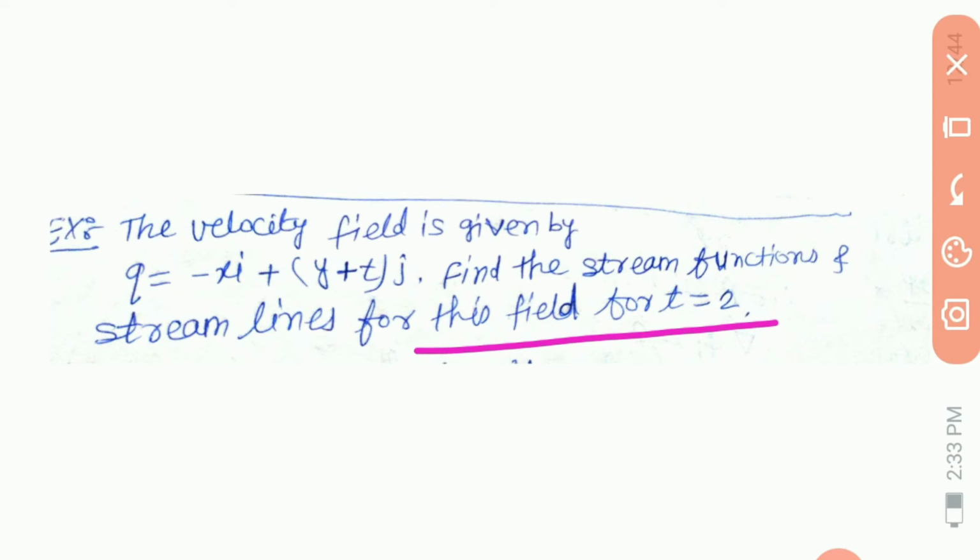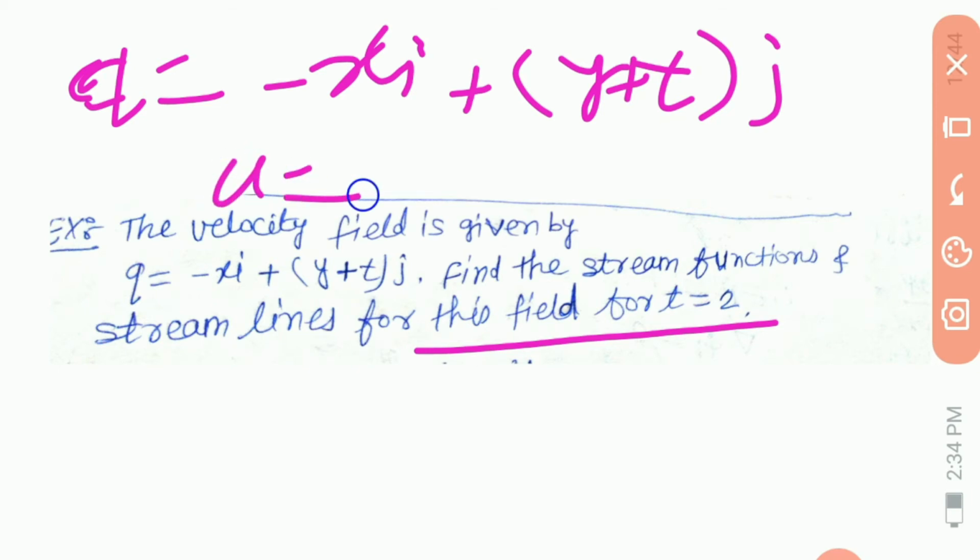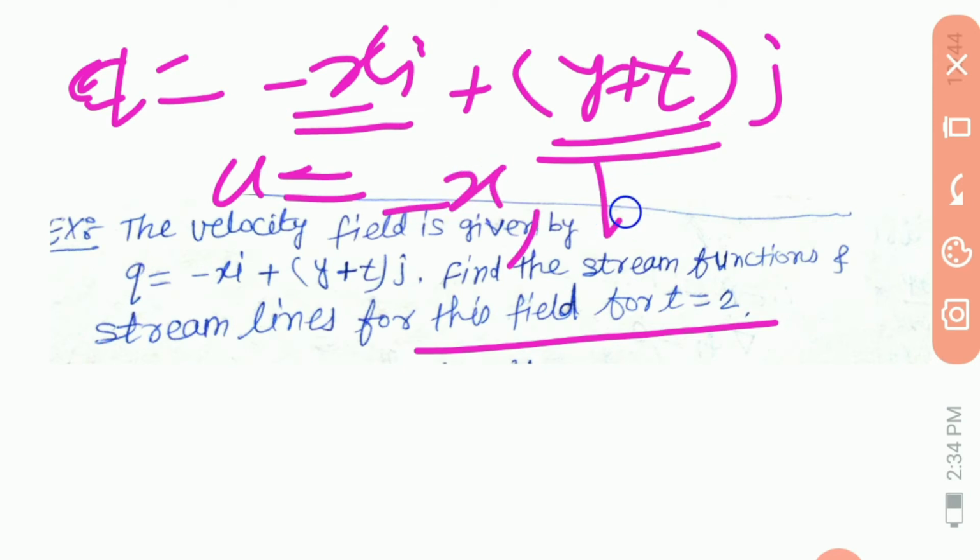So here q is equal to minus x i plus (y plus t) j, and so u is equal to minus x and v is equal to y plus t.